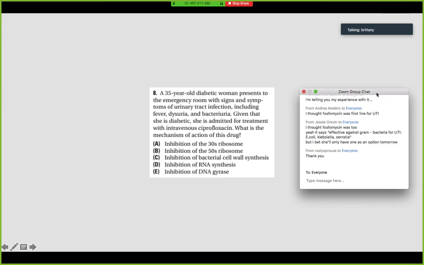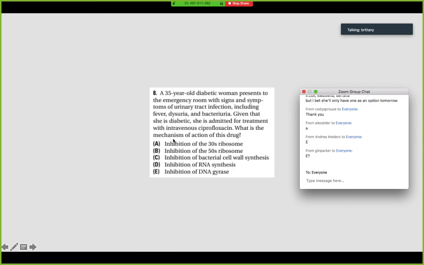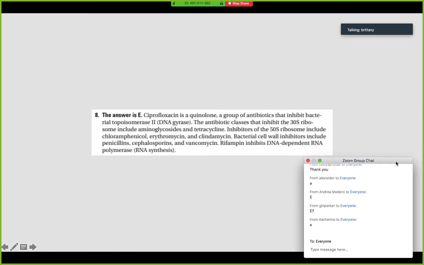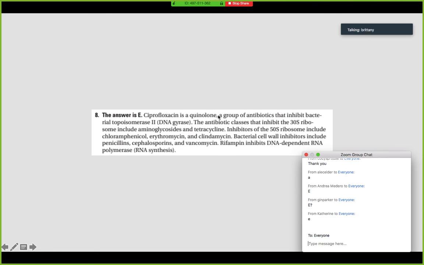Okay, I think we're here. So you're given IV ciprofloxacin. What is the mechanism of action of this drug? Here's another example where they're talking about using Cipro and they have a UTI. So there's a lot of things that can treat UTI. What's the mechanism of action of Cipro? The correct answer here is E. It inhibits bacterial topoisomerase 2, which is DNA gyrase.